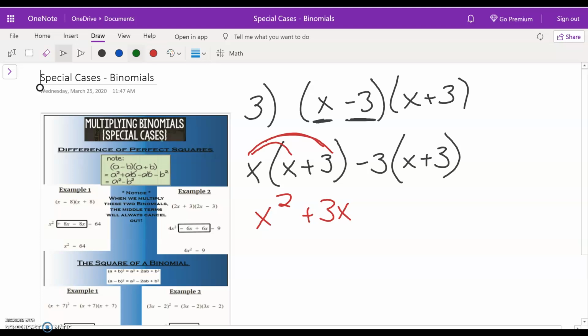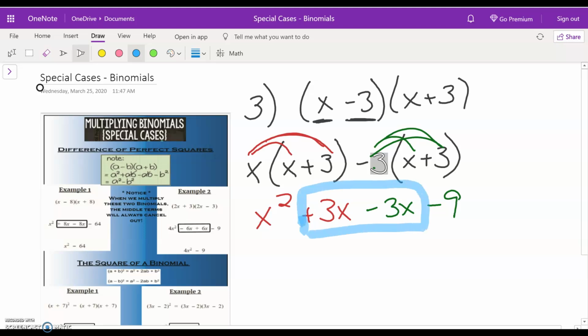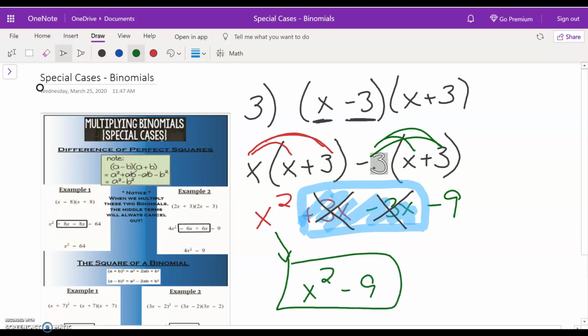And then we'll move into this negative 3 here, and if I distribute that to the x and the 3, what I'm going to get is minus 3x. And then negative 3 times 3 is negative 9. So then I can take a look here, taking a look at my middle terms here. I'll go ahead and highlight them for you. What I should notice is that if I combine 3x and negative 3x here, that's going to be 0. So what I'm able to take out of this is I get x squared minus 9 as my final solution.